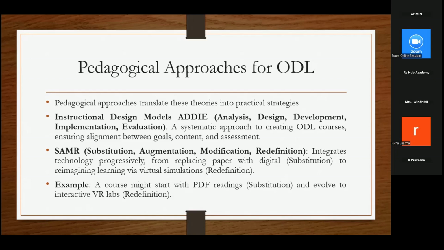And another one is called SAMR, that is substitution, augmentation, modification, and redefinition. So first I want to integrate the technology, that is substitution, and then I go with augmentation, what type of augmentation I'm going to implement here, and what type of modification and redefinition I'm going to use here. So this is another way of going with a pedagogy approach for open and distance learning.